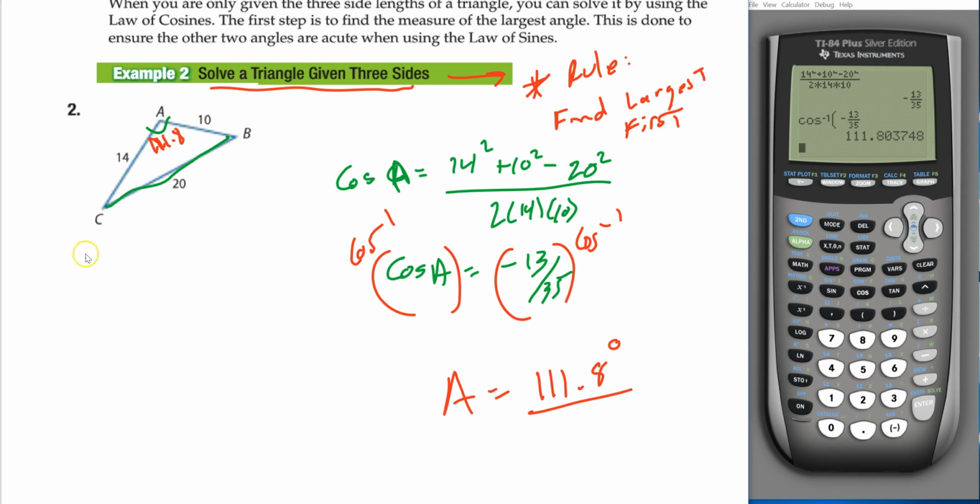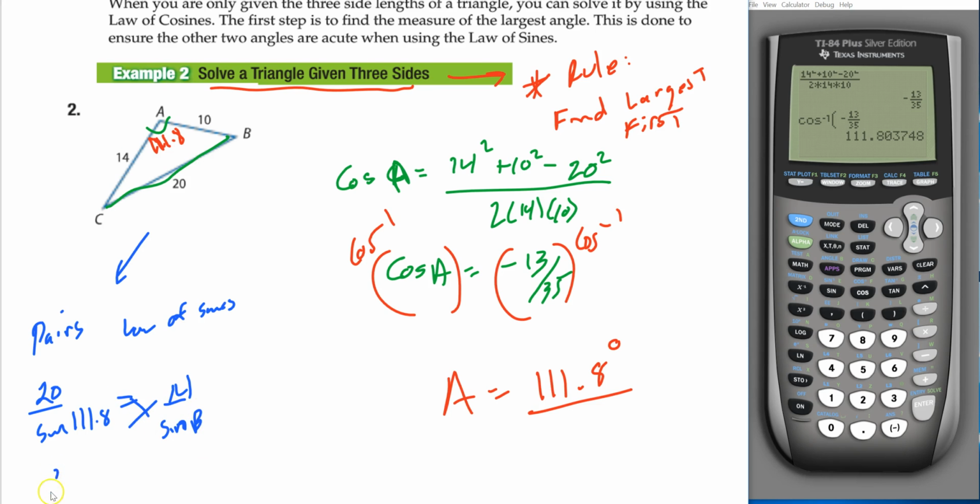Now if you want to solve the rest of the triangle, you can do law of cosines again to find one more angle, or you can just do law of sines. You do have a pair now. Again, there's no rule against doing law of cosines again. If you like it, go ahead. I'm going to do law of sines now. So I have a pair. I'm going to do 20 over sine of 111.8 equals, let's solve for B first, 14 over sine of B.